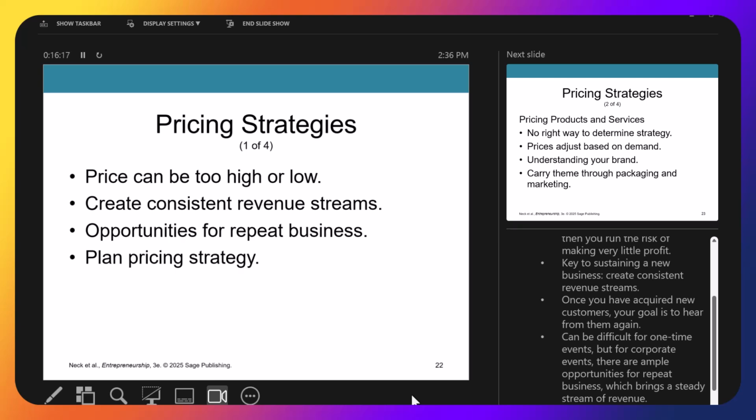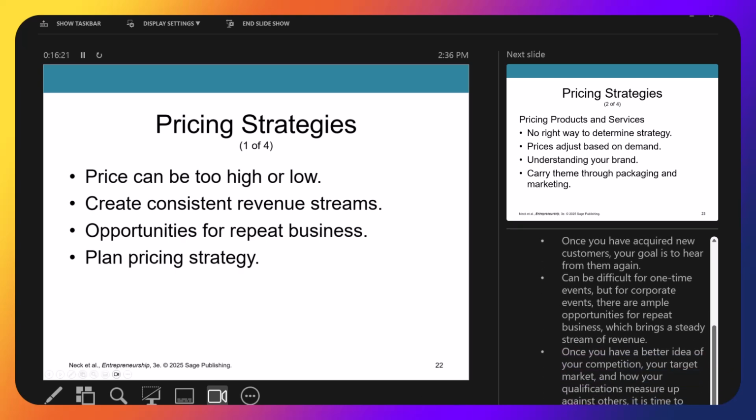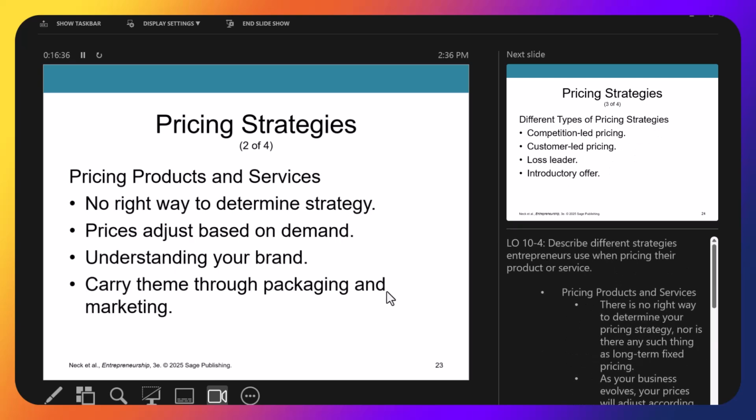Plan pricing strategy. When you plan your pricing strategy, you want to make sure that you're doing something that is consistent with the market. A pricing strategy that makes sense to the customer and is profitable for you. Pricing products and services. There is no right way to determine a strategy. There is no right way, no wrong way. There is a way that works for each particular business, and nobody can say definitively what that is. I hate to say this, but it's almost like you don't know until you try it.